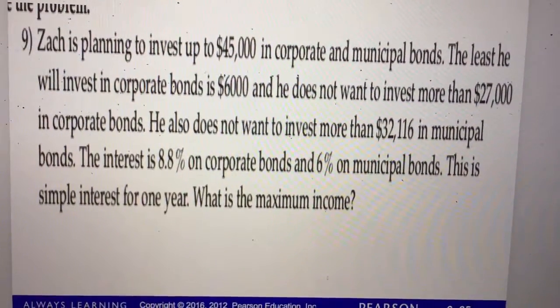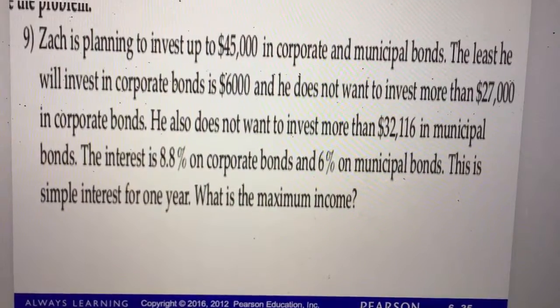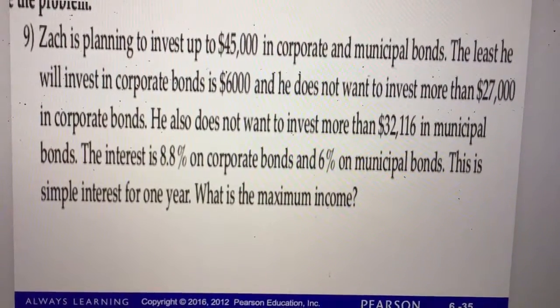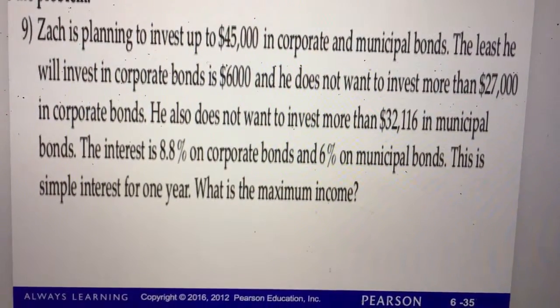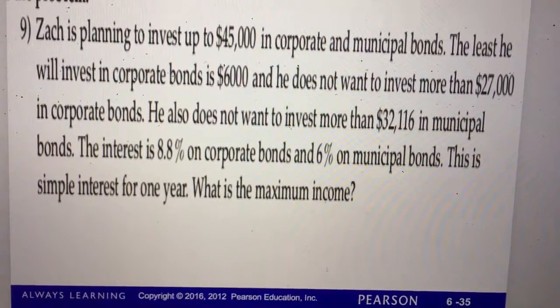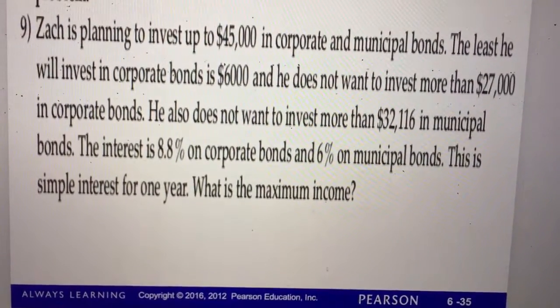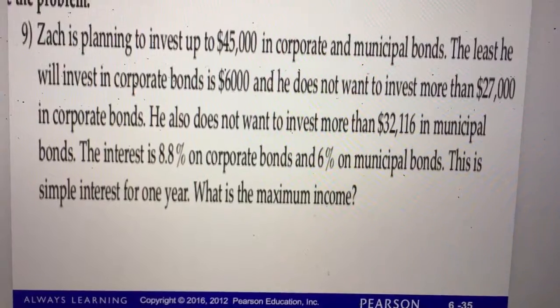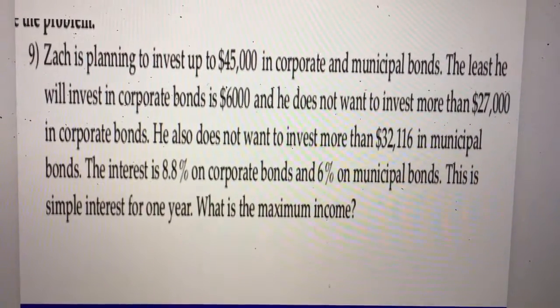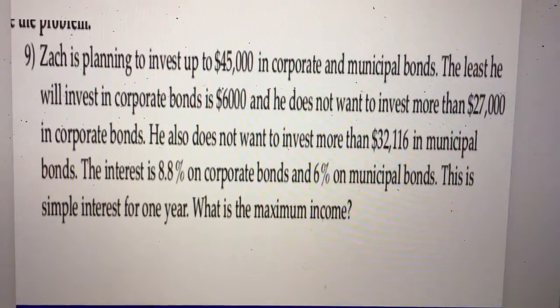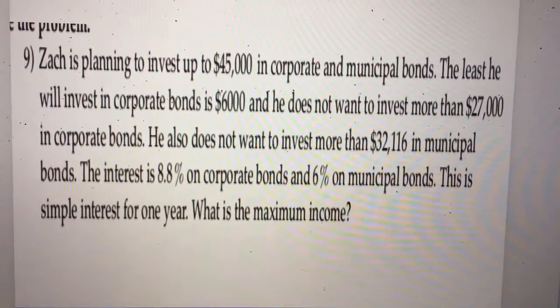The interest is 8.8% on corporate bonds and 6% on municipal bonds. This is simple interest for 1 year. What is the maximum income? Okay, so that is our problem, and now we're going to extract some of the data.